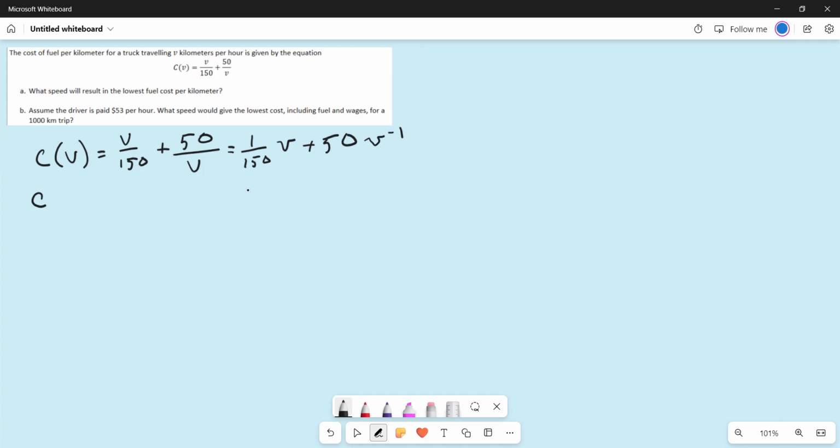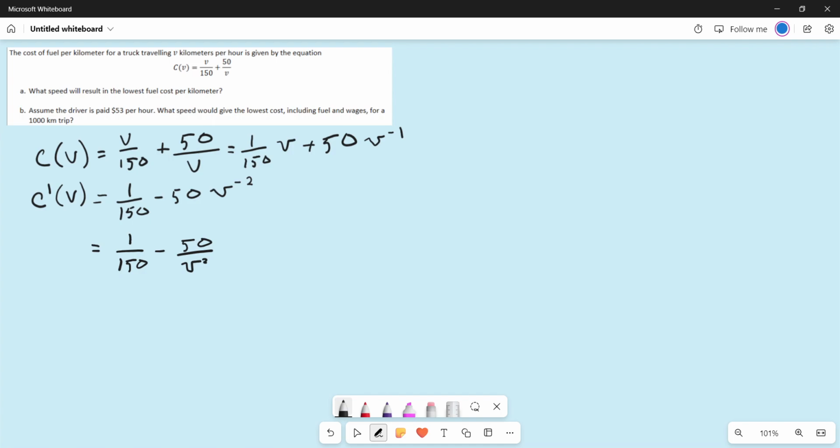So now we can just use our general power rule to take the derivative. The derivative of 1 over 150 v just becomes 1 over 150. And then the negative exponent comes out front, and we get negative 50 v to the negative 2. Then we could rewrite that as 1 over 150 minus 50 over v squared.